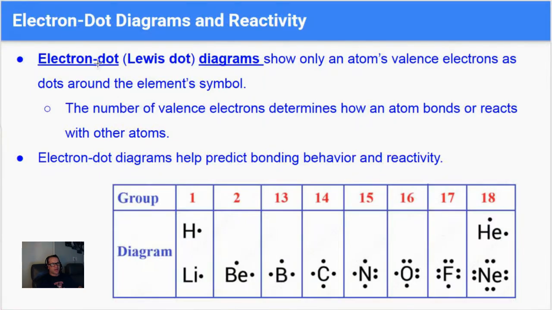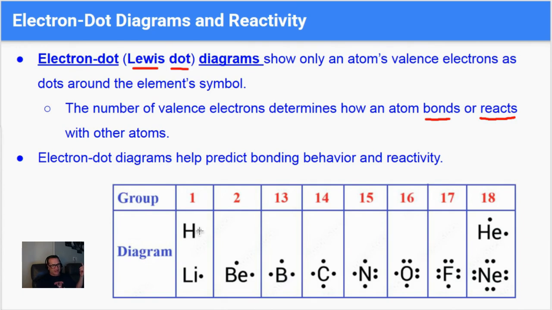All right, something called electron dot diagrams, also called Lewis dot diagrams. It shows only an atom's valence electrons as dots around the element symbol. So it's the valence electrons that matter. The number of valence electrons determines how an atom will bond and how it reacts. So it determines its chemical reactivity.